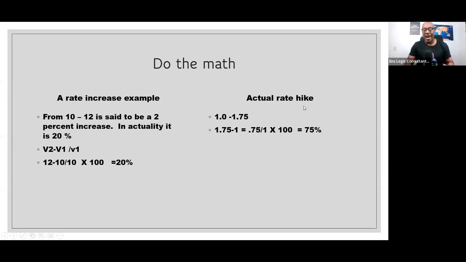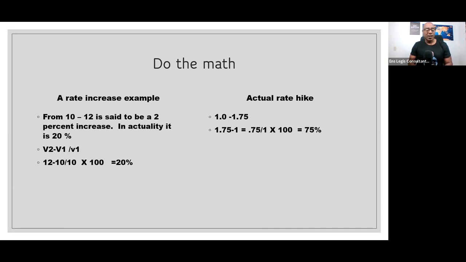So let's talk about the actual rate hike. It went from 1% to 1.75%. Doing the math, it's 75%. So the interest rates increased by 75% overnight with the stroke of a pen. Now, ask yourself this question: what has happened with your wages? Have your wages increased at any particular point? Well, let me answer that for you.